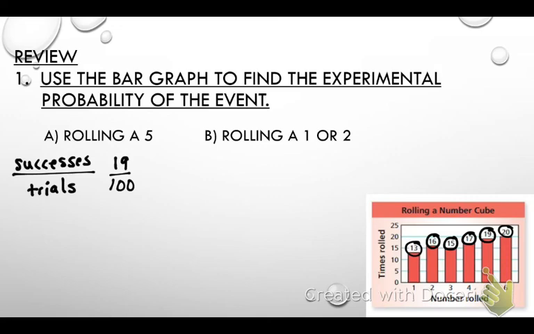So let's just talk. Remember, probability, we always want to turn it into a percent. Guys, 19 out of 100, what percent would that be? That is 19%.